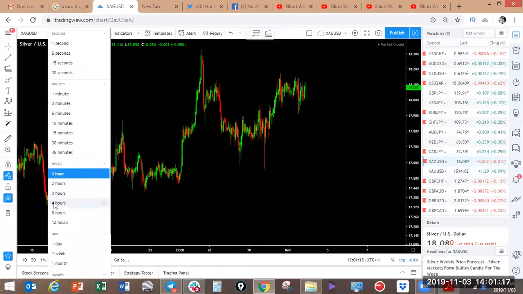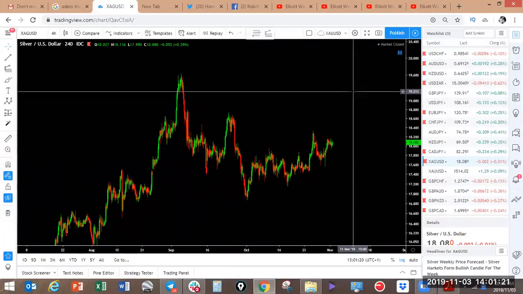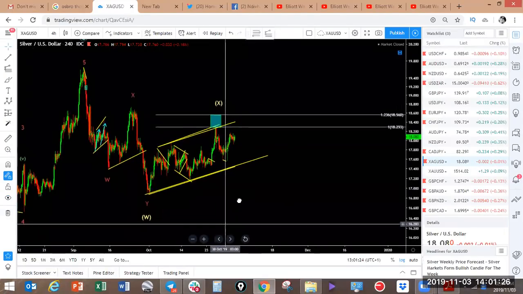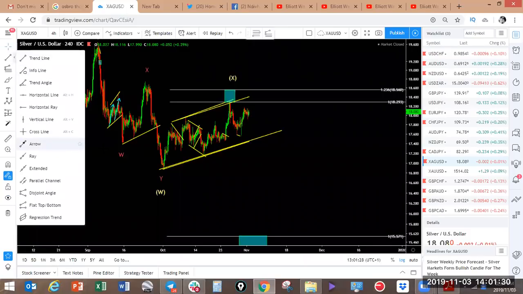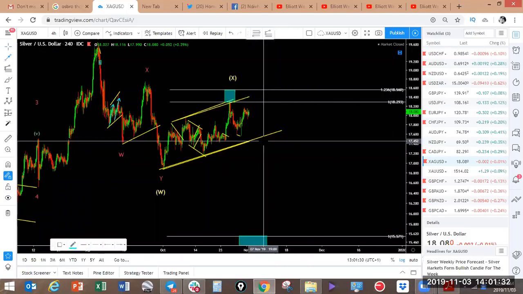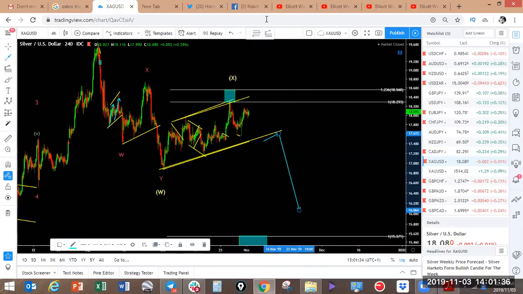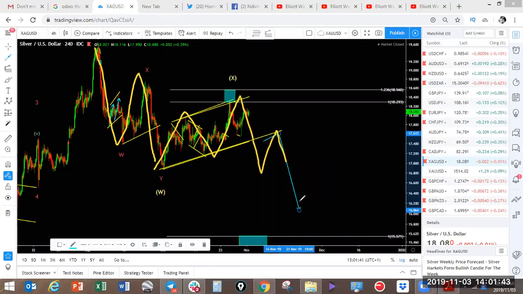Silver on the 4 hour. I was waiting for a trade. I'm still waiting for this. Let's show this here. My setup on silver is that after this corrective structure, I want this to go like that. Why do I want it to do that? I want it to give me 1, 2, 3 down, 1, 2, 3 up, 1, 2, 3 down.